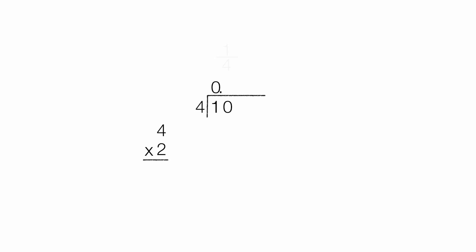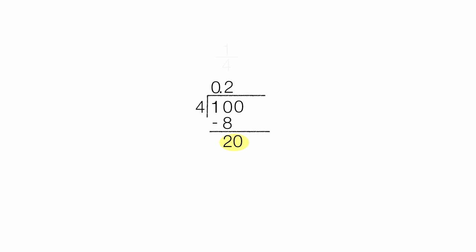So 4 times 2 is 8. So now I move that 2 up, so I have 0.2. And I subtract 8 from 10. 10 minus 8 is 2. So I'm going to add another 0 next to my 1.0, and I'm going to bring that down.